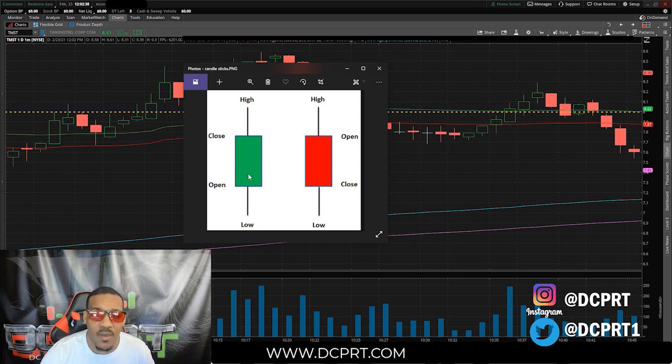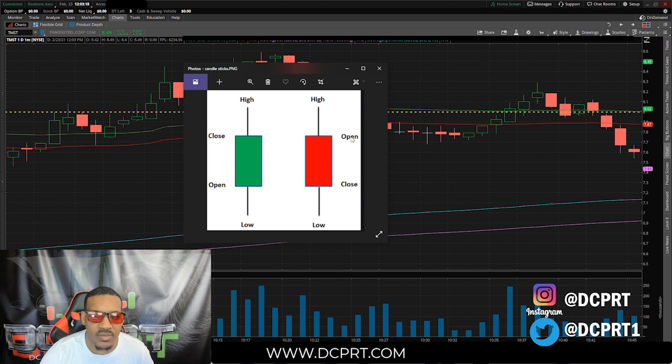So you got a bullish candlestick, right? It's green. The high is the wick. The close is higher than the open on the bullish candle because it's going up, and so it closed up. So that's why the candle is green and the close is up here. The open is at the bottom where it opened up at, and the low is the low wick. Vice versa, with the red candle, the high is the high wick.